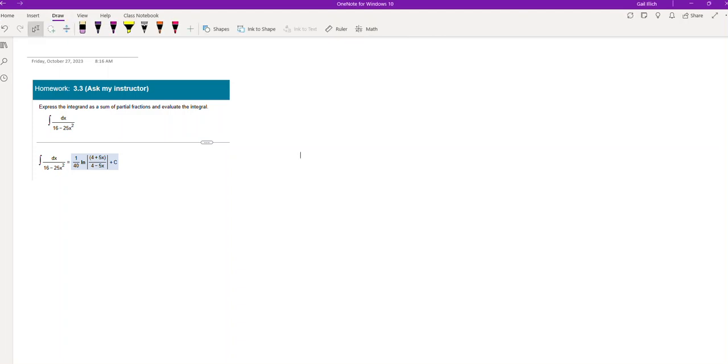Okay, taking a look at this problem, what we see here is we want to do partial fraction decomposition. So just first consider the fraction 1 over 16 minus 25x squared. You'll want to factor the denominator as the difference of two squares.